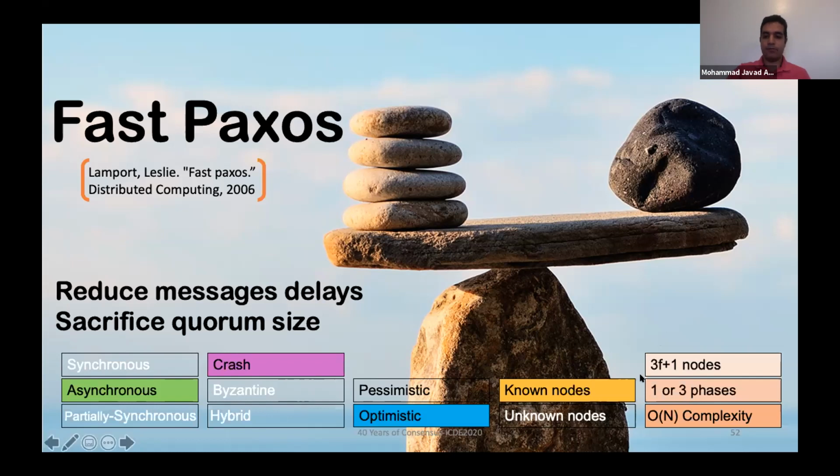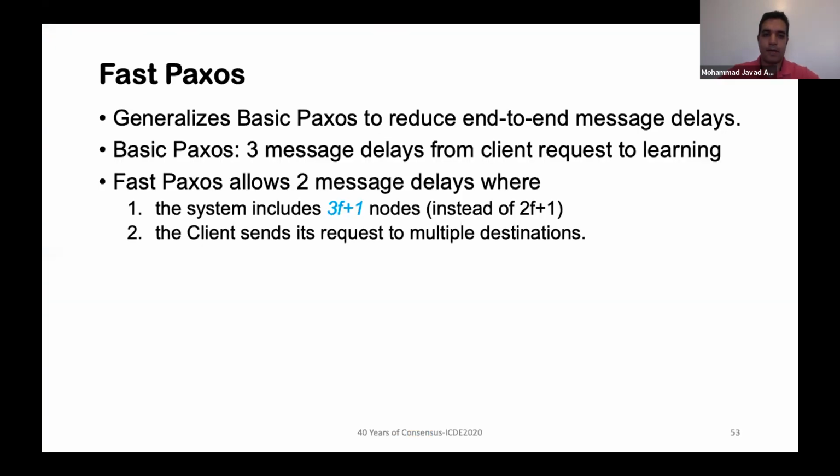And why is it 1 or 3 phases? Because it uses an optimistic approach. At the beginning, it tries to have a fast round using an optimistic approach. And if there is some failure, then we need to recover from that. And that's why we have 2 variants, 1 phase or 3 phases. So it basically generalized Paxos.